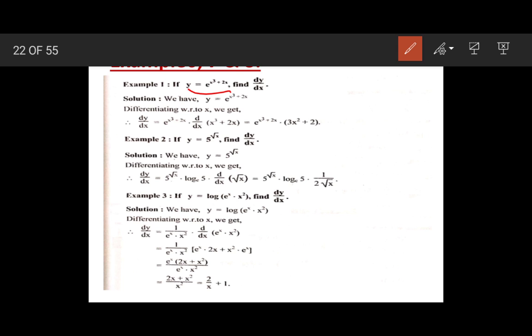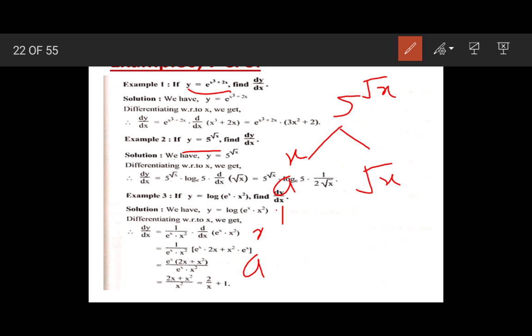Now see the next one. y is equal to 5 raised to root x. Now 5 raised to root x, how many functions are there? First a raised to x, then root x. So the derivative for a raised to x is a raised to x into log a. The derivative for root x is 1 upon 2 root x.